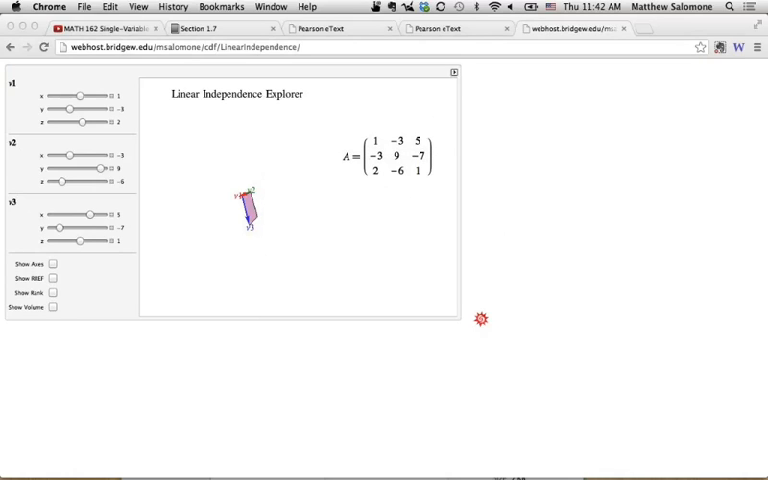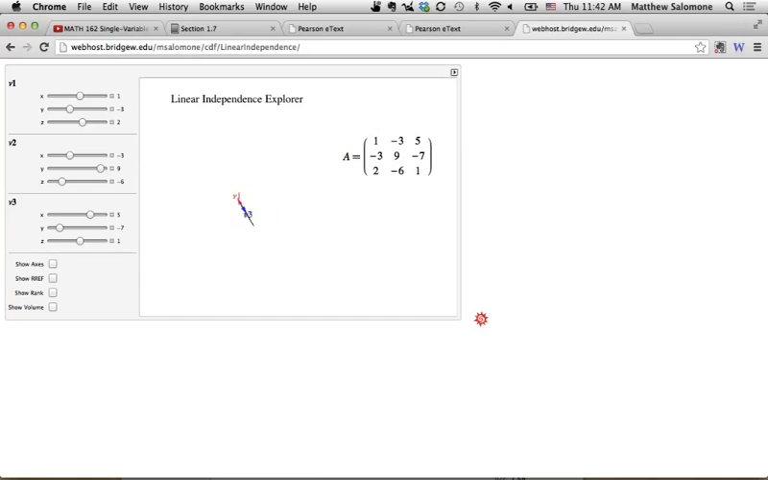Let's go away. There we go. Can you tell from this diagram what relationship exists between v1 and v2? Maybe if we spin around a little bit here. Remember, these are vectors living in 3 dimensions. v1 and v2 are in fact parallel to one another.